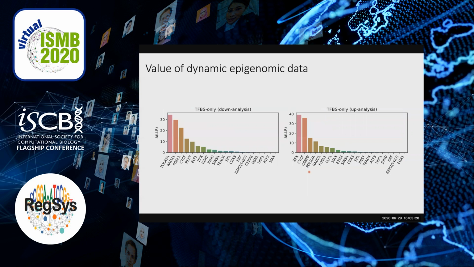We also assessed the value of dynamic epigenomic data. To do this, we repeated the model training using only the presence of a transcription factor binding site as regulatory evidence. As shown here in the rankings, you can see that JUND is no longer a top candidate, whereas it was a top candidate using dynamic epigenomic data. We also took other approaches to assess the value of dynamic epigenomic data that I will skip here in the interest of time.